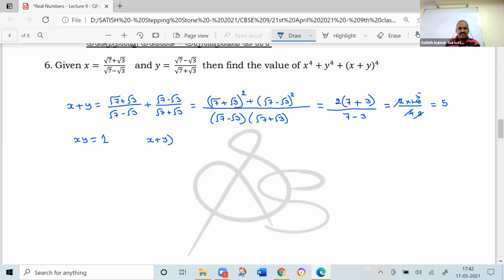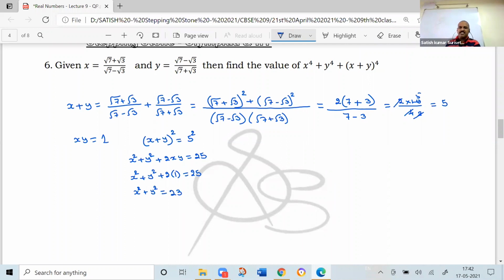Because x plus y equal to 5, you square it on both sides. So x plus y whole square equal to 5 square. Expand. So x square plus y square plus 2xy equal to 25. So x square plus y square plus, xy value is 1, that means 2 into 1, equal to 25. Now take 2 to the right side. So x square plus y square equal to 25 minus 2, 23.